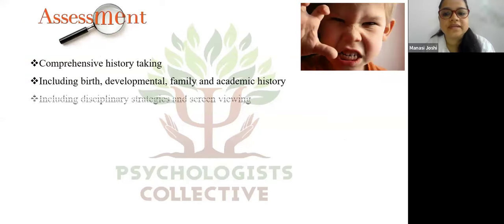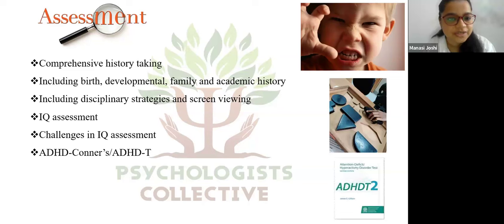Assessment, like Dr. Prajakta mentioned, involves very comprehensive history taking, not just current functioning, but also the past history of birth, development, family history, and academic history of the child. In assessment, particularly for aggression, it will also involve triggers, onset, and development of aggressive behaviors, and the setting in which this behavior occurs, because we want to target aggression per se. It will involve assessment of disciplinary strategies, what parents do and what others around him do when the child reacts in that particular manner. It will also involve details of how much screen time the child has and what the child is watching on the screen.